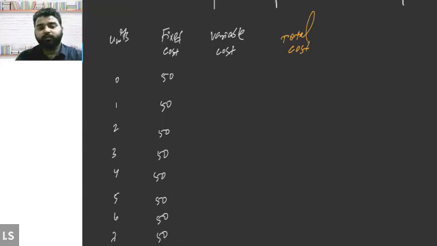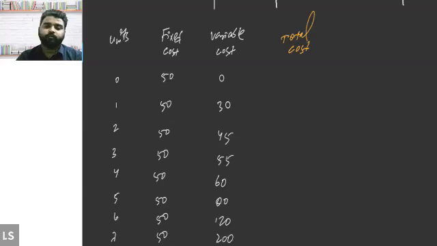So if you produce 0 units of the output, your variable cost will be 0. But as the production increases, variable cost will keep on increasing. At 1 unit, let's suppose it was 30. So it will initially increase at a decreasing rate, right? So it goes to 45, then 55, then 60. And after a certain point, it will start increasing at an increasing rate, right? So from 60 it goes to 80, then 120, and then finally 200. So it shows that variable cost is increasing at a greater pace after a certain unit of output, and initially it was increasing at a decreasing rate.